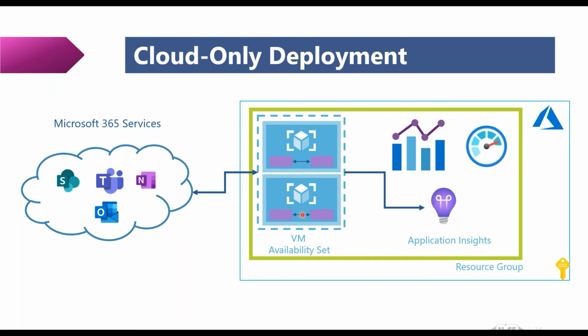You can make it part of an availability set for high availability. You can also have multiple VMs deployed and feeding into the same application insight. So this way you have not only redundancy, but also you can scale across multiple tenants. You can scale across multiple services. So the scalability is a whole different story from what we know from System Center Operations Manager. So this is the cloud-only deployment.